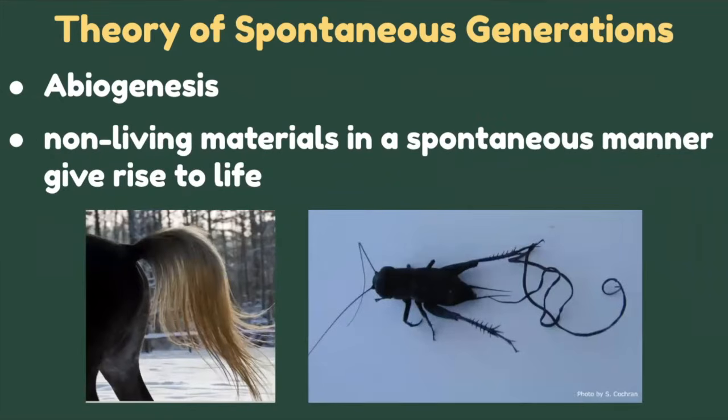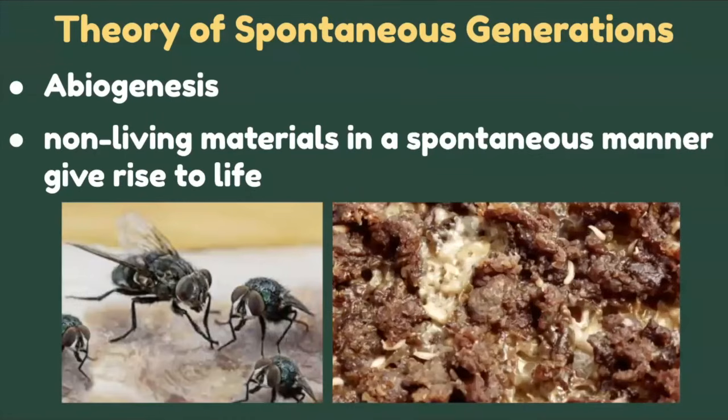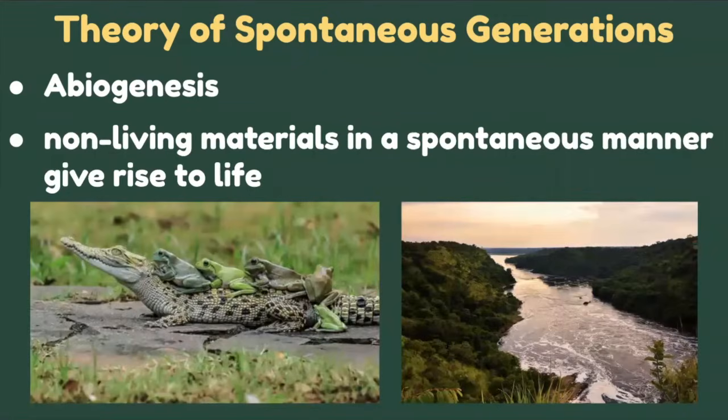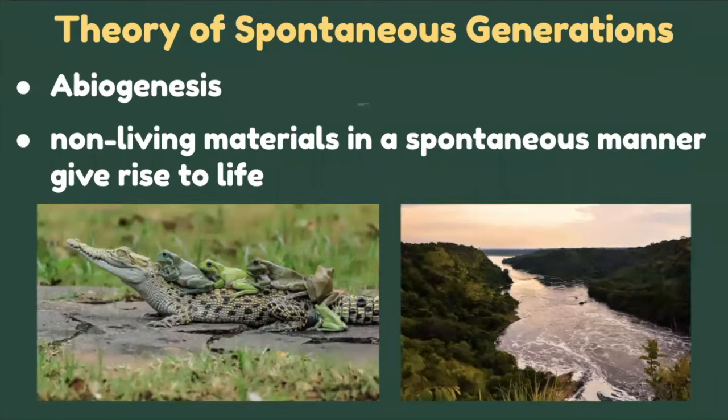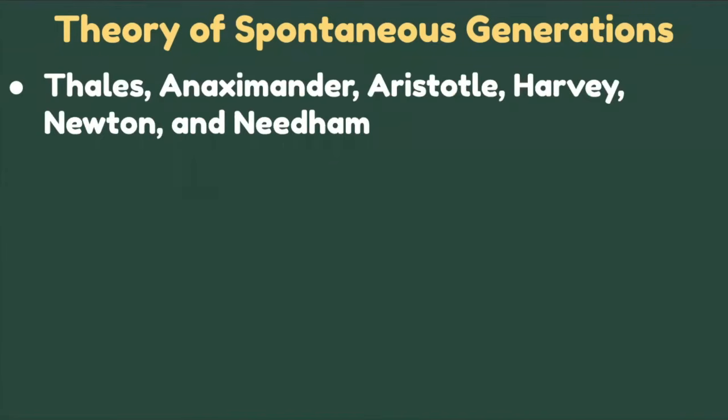First, the hair of a horsetail dipped in water gives rise to a horsehair worm. Number two, fly larvae develop on rotten meat. Number three, in ancient Egypt, it was believed that frogs, snakes, and crocodiles in the mud of the Nile River were generated by the warmth of the sun. Ancient Greek philosophers, namely Thales and Anaximander, and scientists of the medieval period like Harvey, Newton, and Needham, are some of the first believers of this theory.